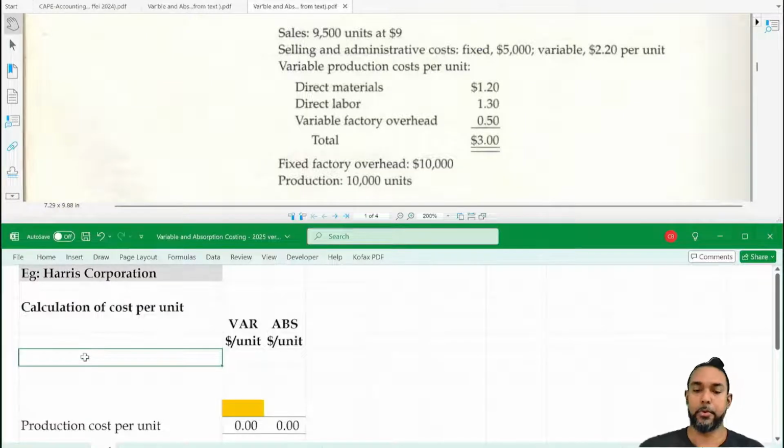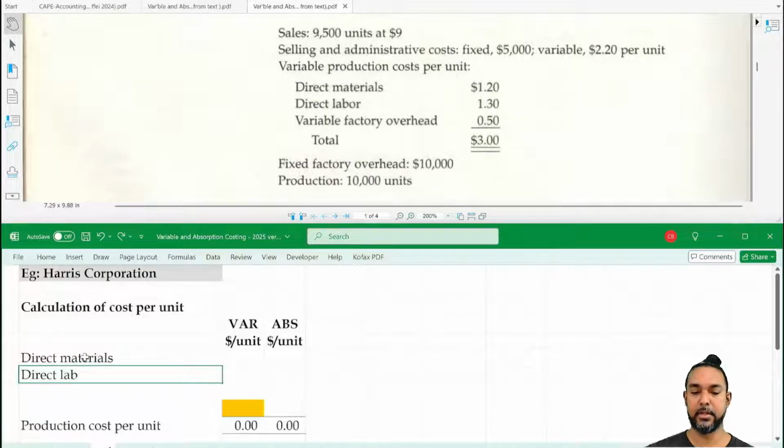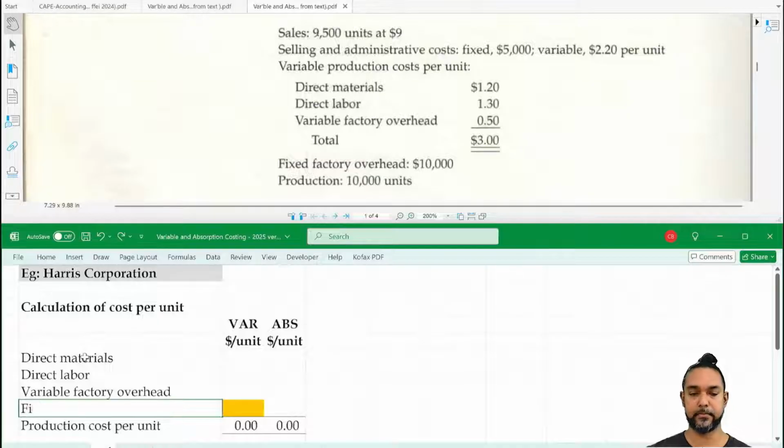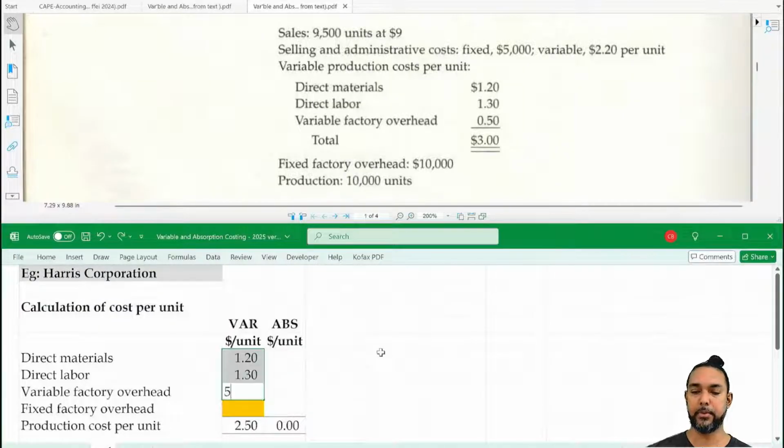So we know our components, of course. We have direct materials, we have direct labor, and we have overhead. And as you can see here, they have separated the overhead into variable factory overhead and fixed factory overhead. So under variable costing, we're only going to use the variable cost. So you'll see the 1.2, 1.3, and the 0.5. So your total production cost per unit, or the variable production cost per unit, is $3.